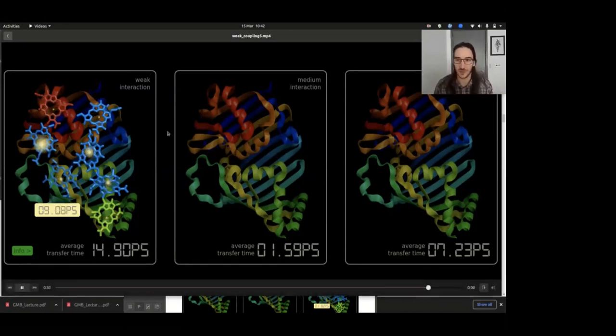It's something called the Redfield regime of the environment, where the coherent interactions act more strongly than the environmental ones. But we can see that this average transfer time is quite high. It's 14 or 15 picoseconds.